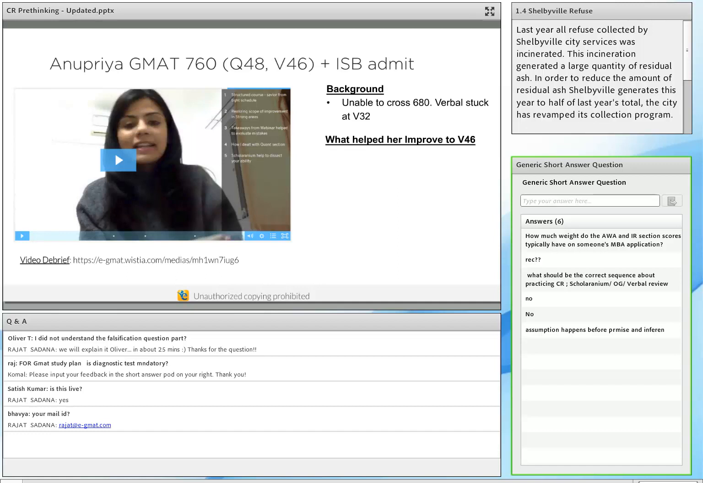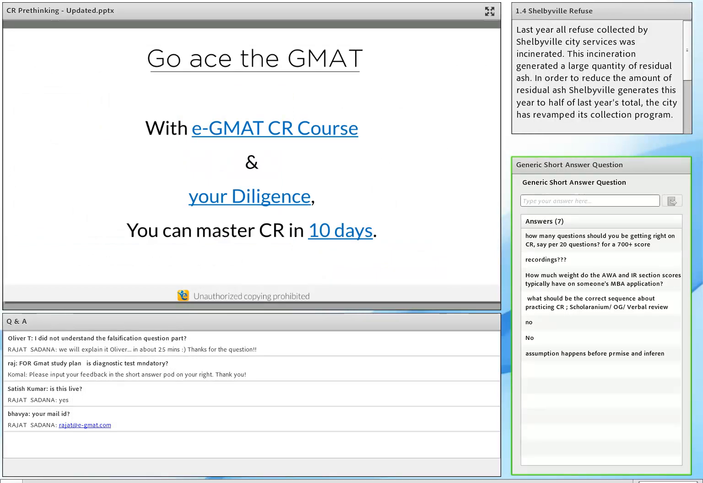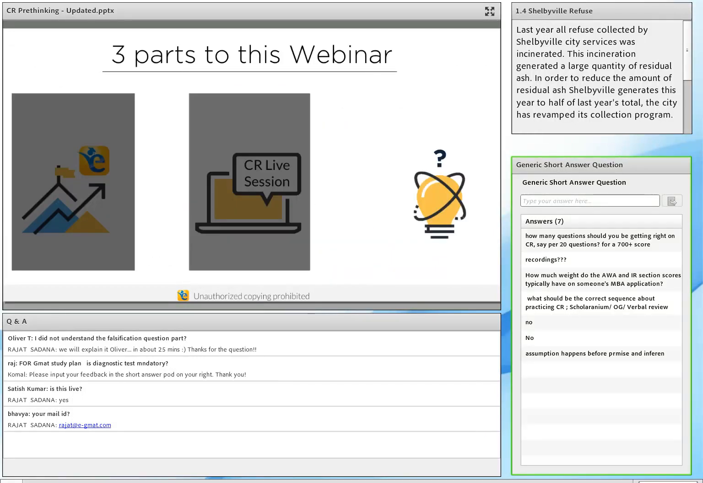And here's an example of a student who did this really quickly. Oh, sorry, this is Anupriya. She went from V32 to V46 in about 20 days or so. And V46 is essentially 99 percentile. So with that, go take a look at the concepts in the free trial and see how you build your ability in pre-thinking.